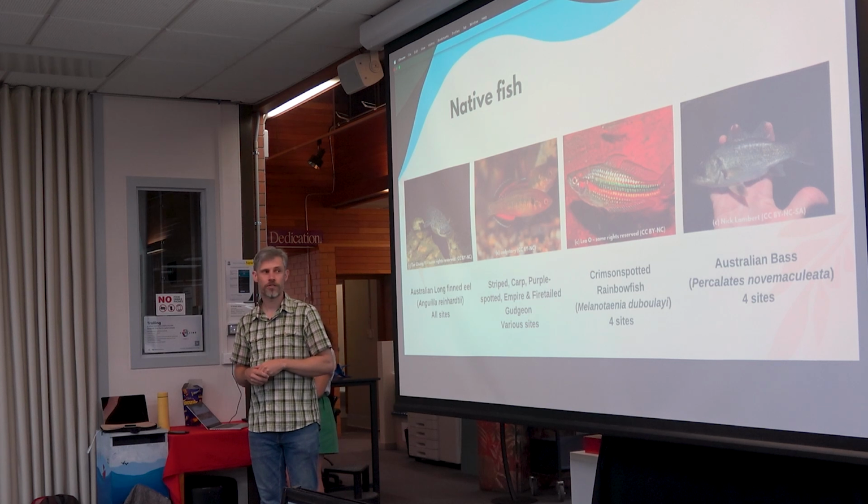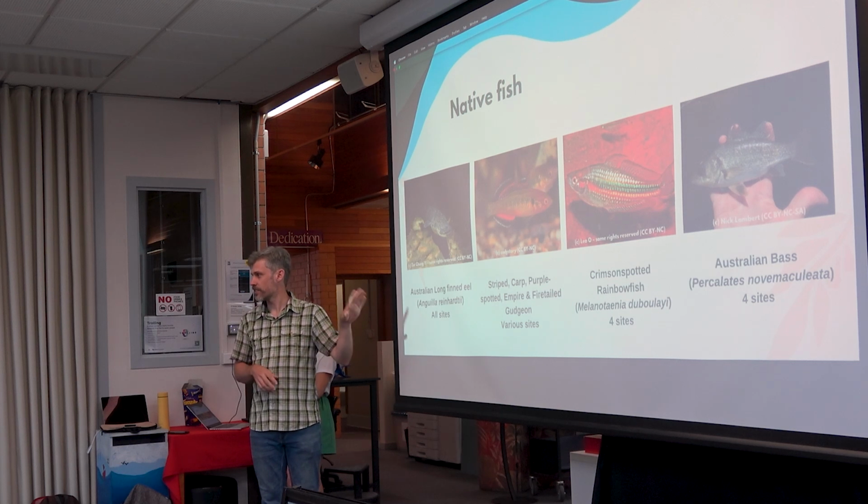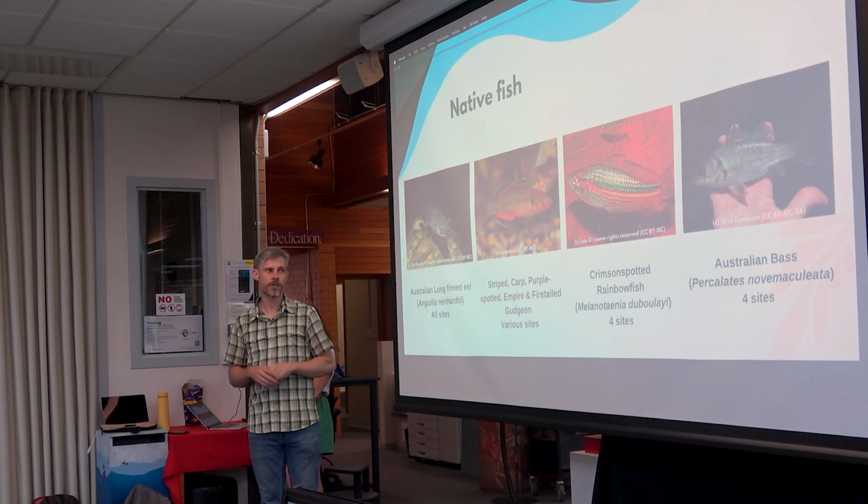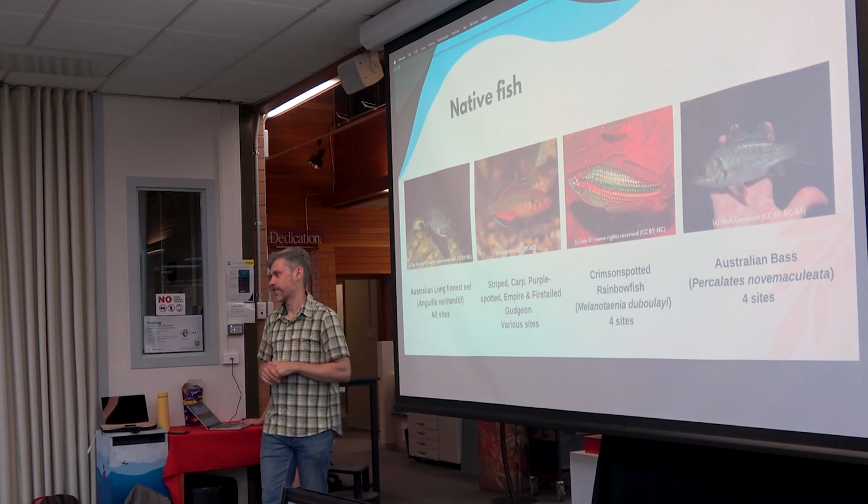When we look at the rainbow fish, so they're a bit bigger than the gudgeon, there's just the one species that was turning up, the crimson spotted rainbow fish. But this is, my understanding, the native rainbow fish for our area as well. So it's really great that that's turned up. We're also seeing Australian bass.